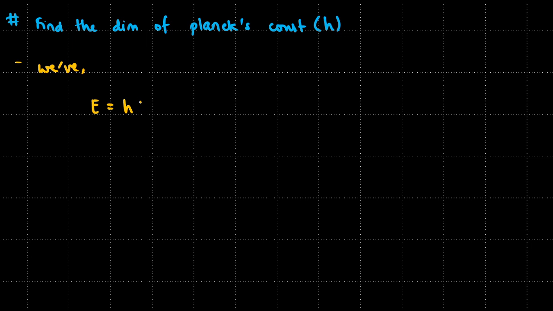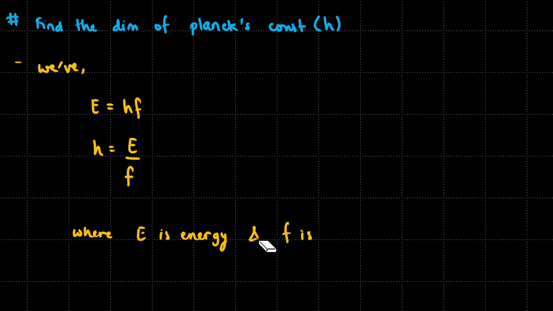It is not that necessary to know where it comes from because we will learn about it in a future video, but just know that there is a formula E equals hf, where E is the energy, f is the frequency, and h is Planck's constant. So h can be written as E by f. So let's just write it, where E is energy, f is frequency, and h is Planck's constant.